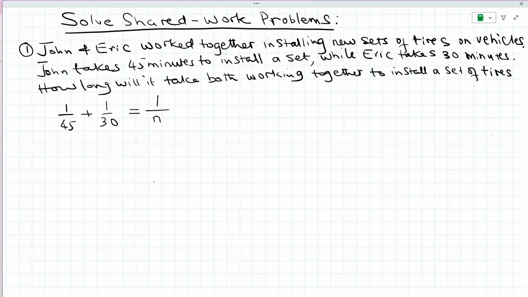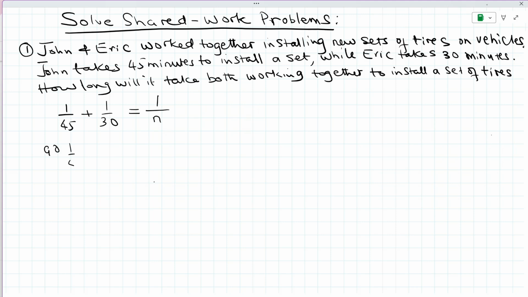So we have an equation of this nature. So we then move on to get rid of the fractions by multiplying through by the lowest common denominator. And here the lowest common denominator should be 90. So we multiply 90 through every term of our equation.